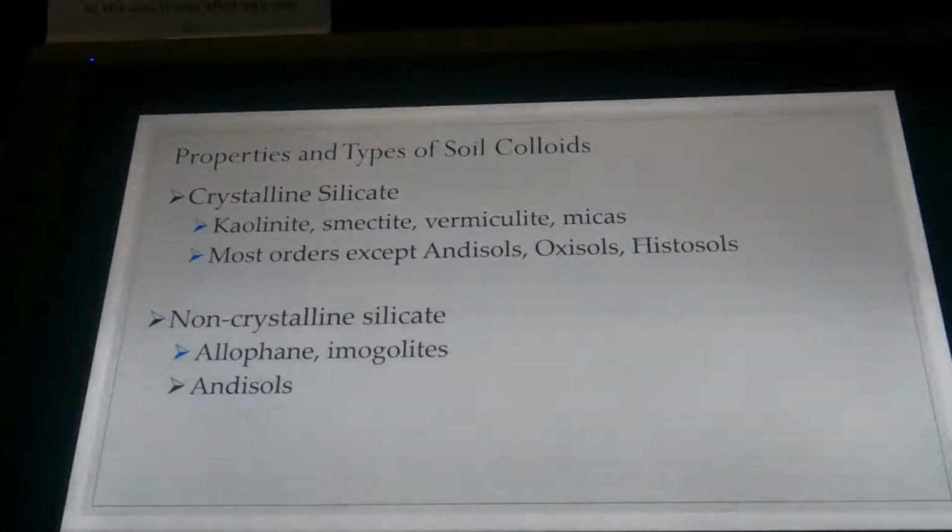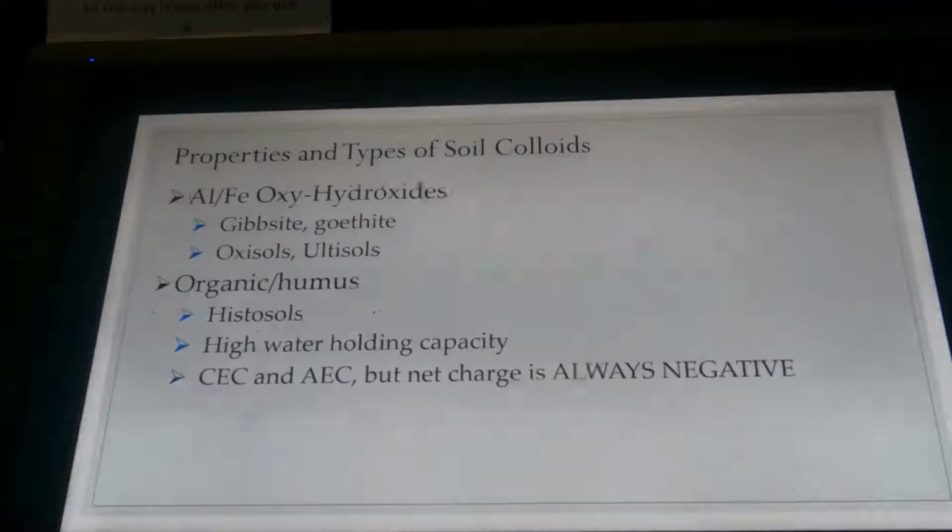I just kind of introduced the different colloids, kaolinite and smectite. Not that you would need to know much about the allophane and the imogolites. Those are going to be kind of our volcanic soils. We're not dealing with any volcanic soils around here unless you start going up into Washington State, or maybe you start getting into Alaska, if that's where you would like to go. I'll send you a postcard because I do not like the cold. Remember we talked about aluminum and iron oxyhydroxides, and then our organic matter, our organic substances that have both CEC and AEC, but the overall net charge is negative.